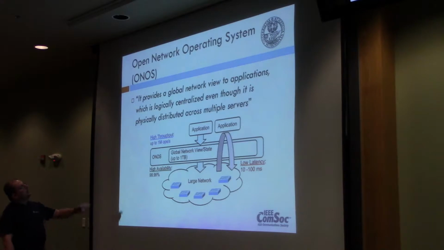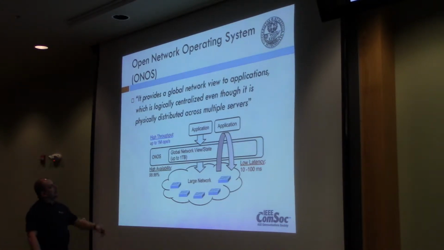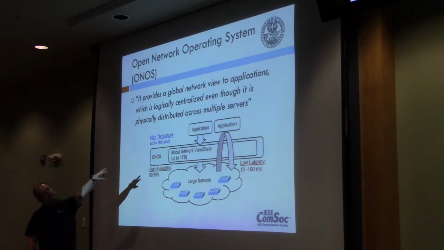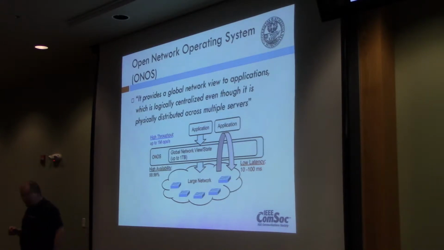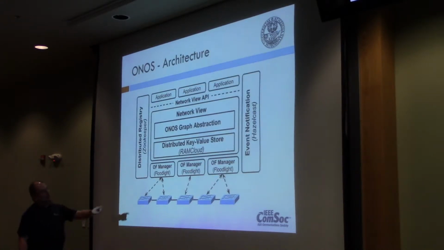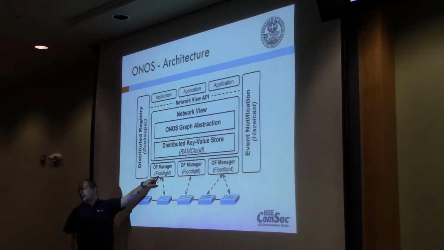What they came up with is the idea of the Open Network Operating System, or ONOS. So the idea is that it's logically centralized, but it's physically distributed. And I will show you, I don't go too much into details, but I'll show you the architecture. So the idea is that those are controllers.